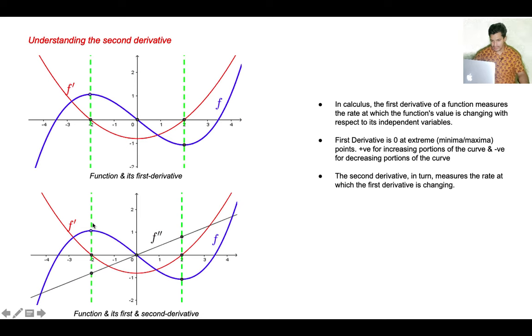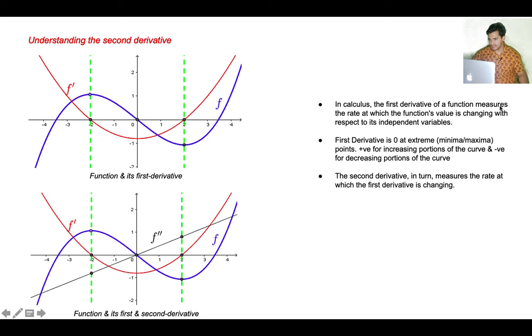Interestingly, you will see that at the maxima, the second derivative is negative, and at the minima, the second derivative is positive. So that's the second derivative test: if my second derivative exists and it's negative, then it's a maxima, and if my second derivative exists and it's positive, then it's my local minima.